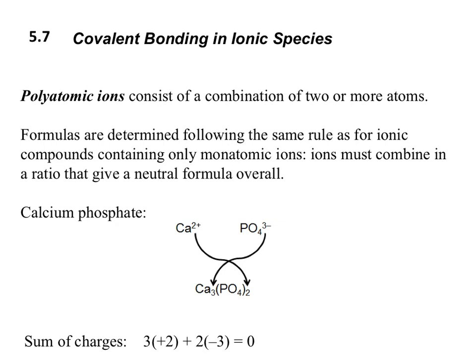Polyatomic ions consist of a combination of 2 or more atoms. Formulas are determined following the same rules as for ionic compounds containing only monatomic ions. Ions must combine in a ratio that gives a neutral formula overall.